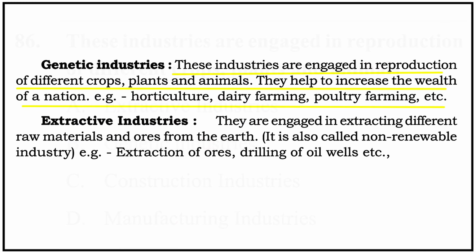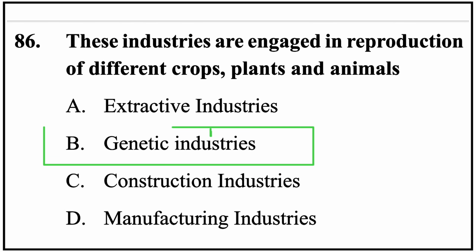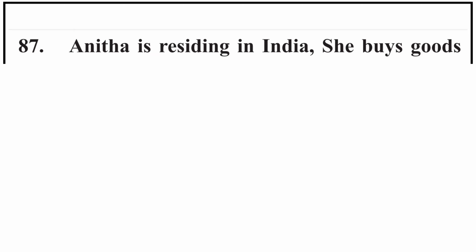Here is a clue. Genetic industries. These industries are engaged in reproduction of different crops, plants and animals. They help to increase the wealth of a nation. Horticulture, dairy farming, poultry farming. Right option is B. Genetic industries.